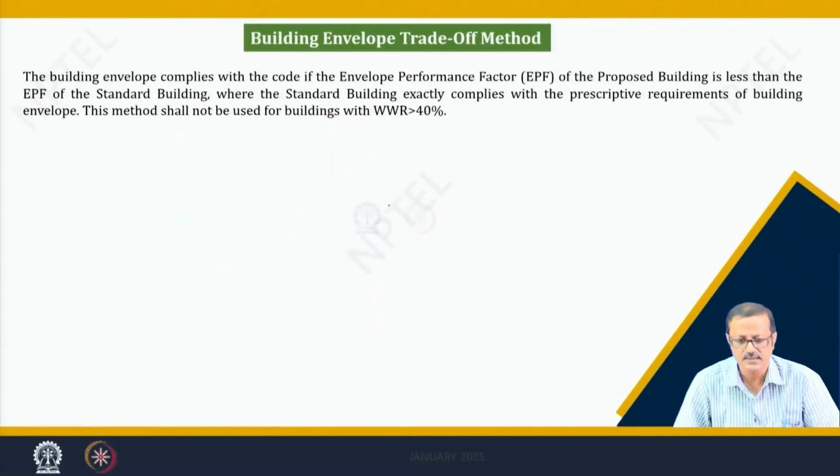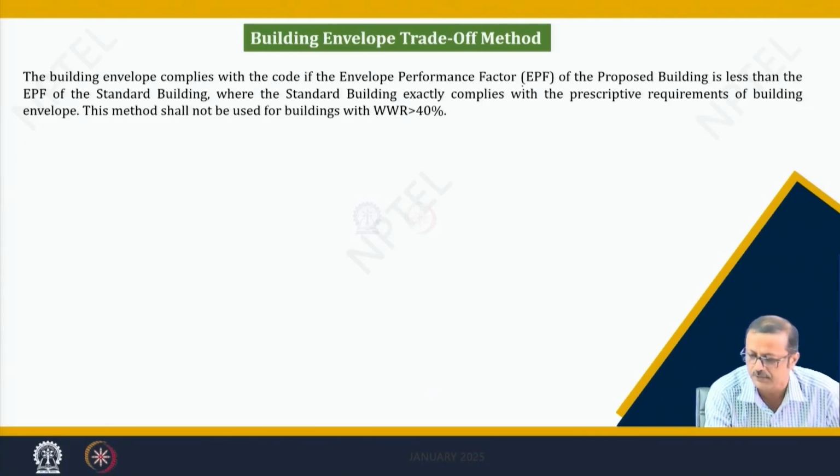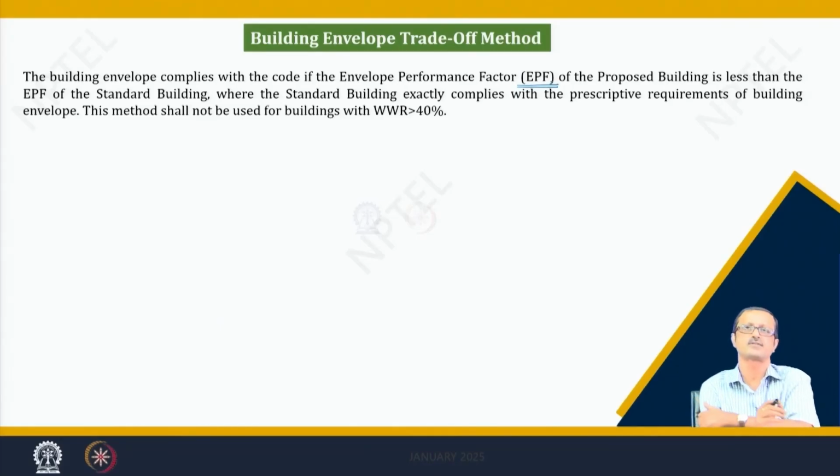So, let us first discuss the building envelope trade-off method. Based on this method, we have to find out the EPF, that is the envelope performance factor. First of all, it is the performance of the envelope, and the envelope mostly has 3 things. As you know, it has an opaque wall system, transparent glazings and fenestrations, which has a ratio called WWR, window to wall ratio.